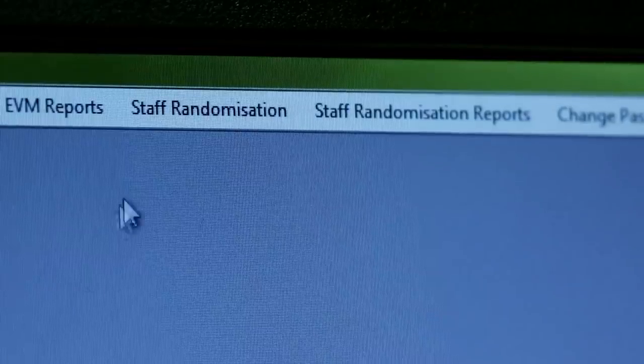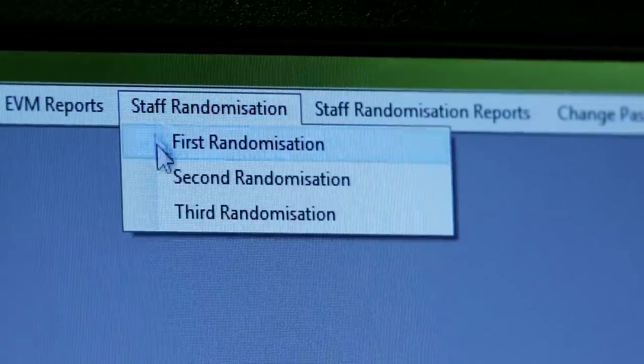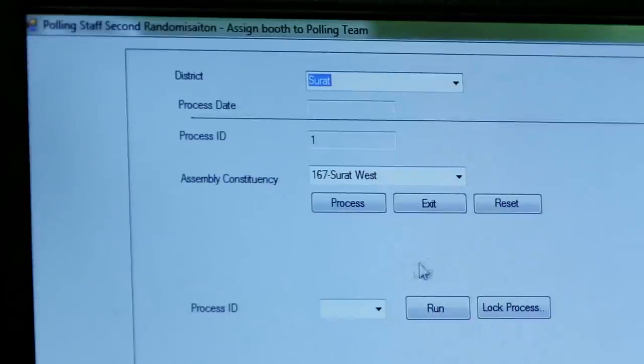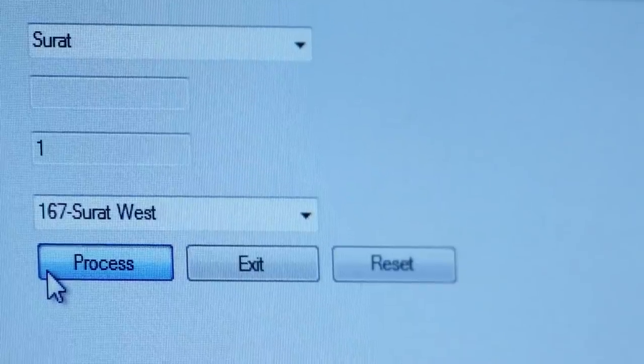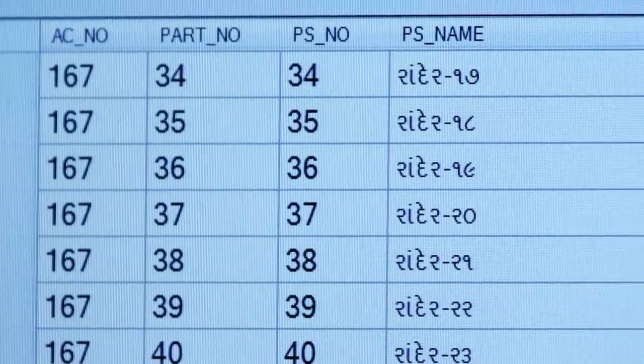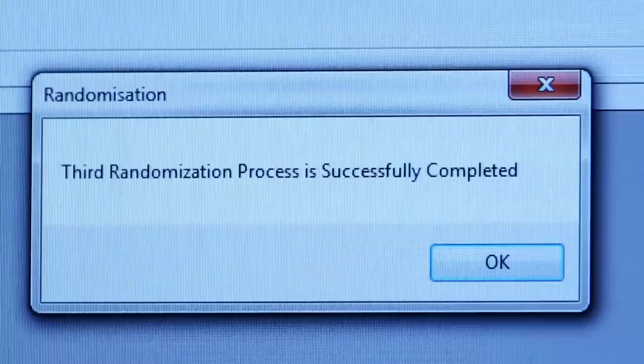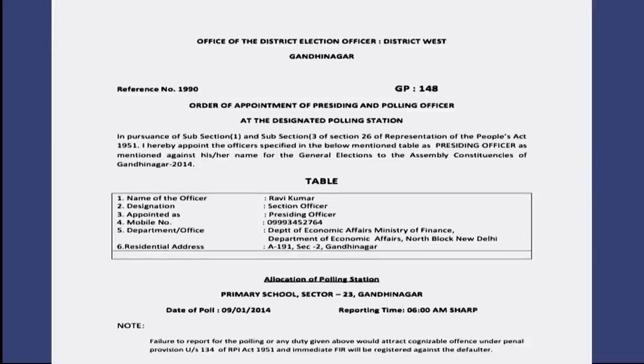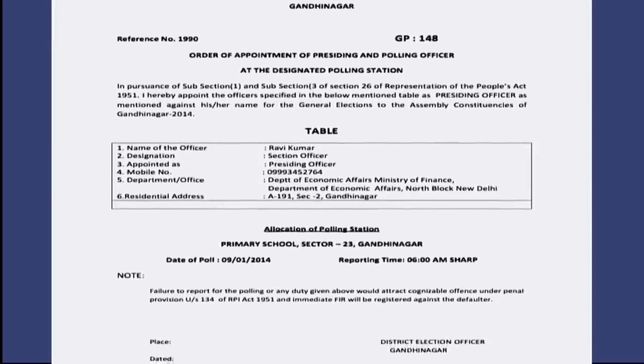The third stage of randomization happens close to the dispersal of the polling parties, where they are randomly allocated polling stations. Once again, under the watchful eyes of an observer.